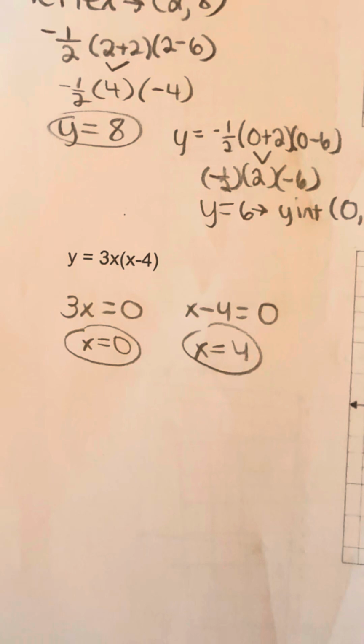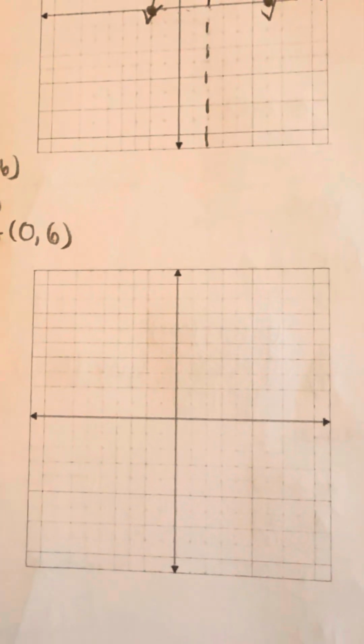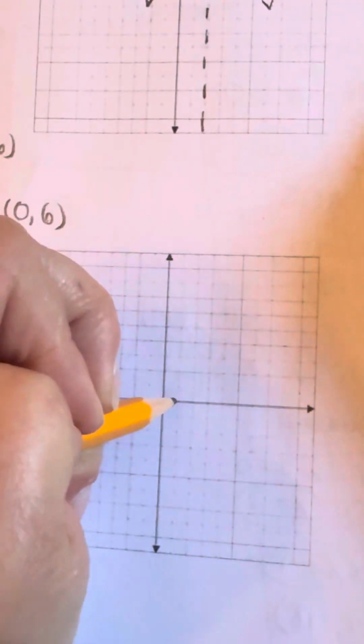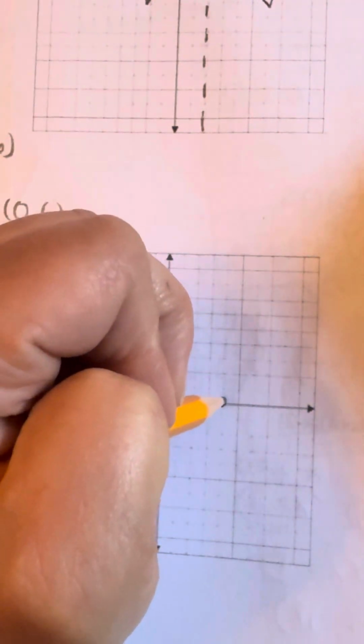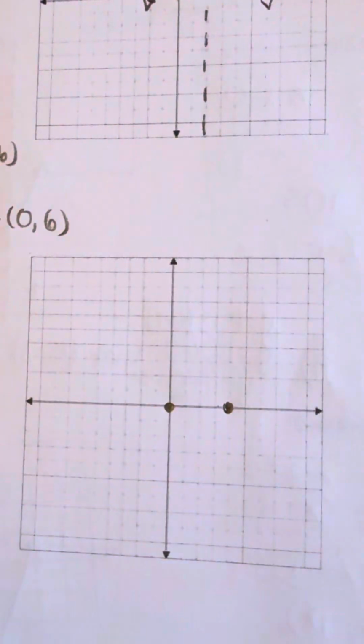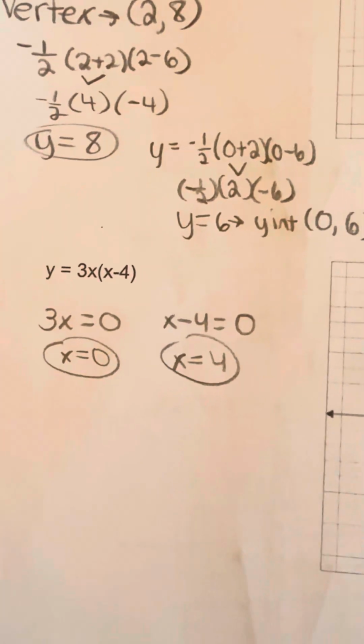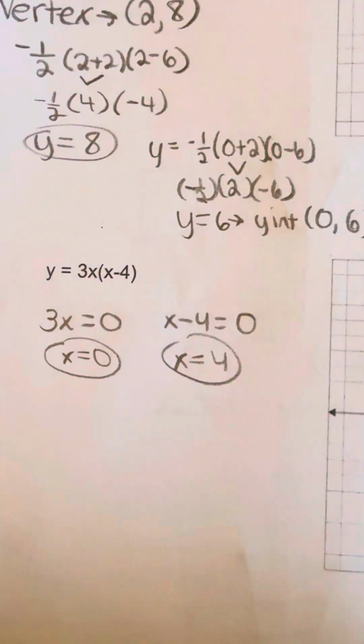So those are your two x-intercepts. We're going to put those points on there. Obviously 0, 0 will be the first one. And then the other one is 4. 1, 2, 3, 4. Now we're going to look at the behavior of this graph. Obviously, if we're looking at it, we see that there is a positive value, which means it is going to be U-shaped.